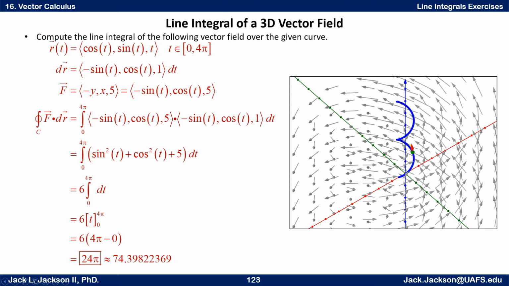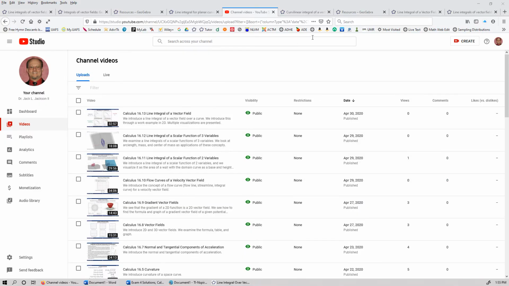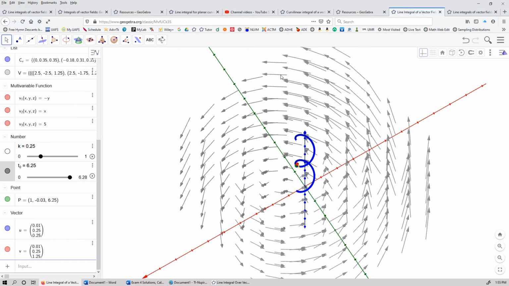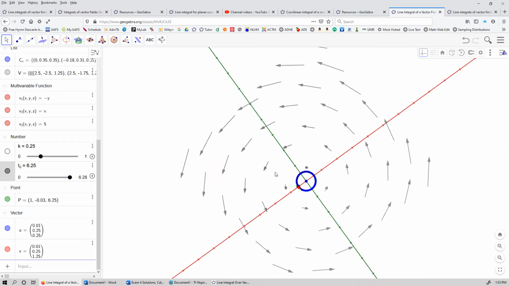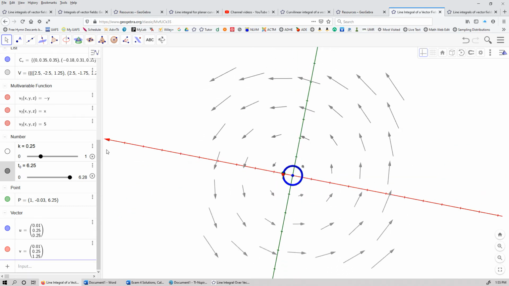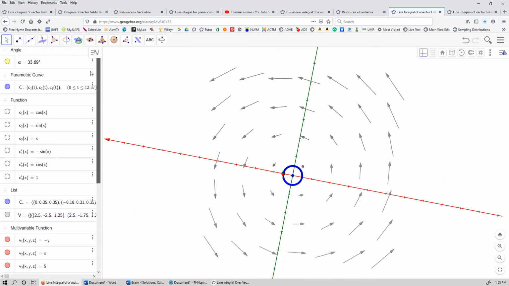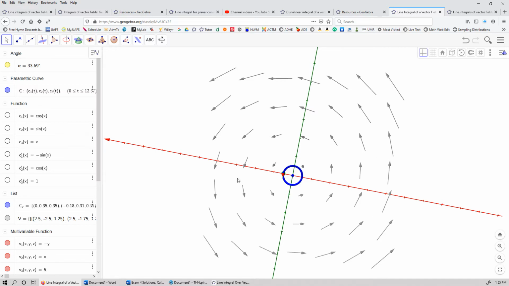And you can see here it graphed. I have this where we could look at it a little bit. Here it is. Here we have the unit circle there when we look straight from above. And you can definitely see a circular motion to that vector field.